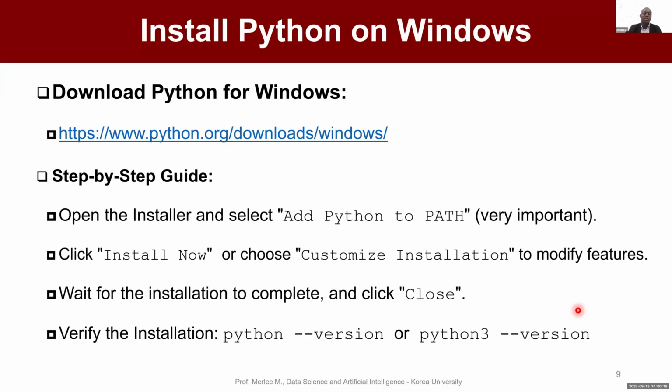How to download Python for Windows or any platform? Just visit the Python website. The official website is www.python.org/download/windows, where you will see the download link for the Windows version. For Mac, it will be /Mac. For Linux, it will be /Linux.